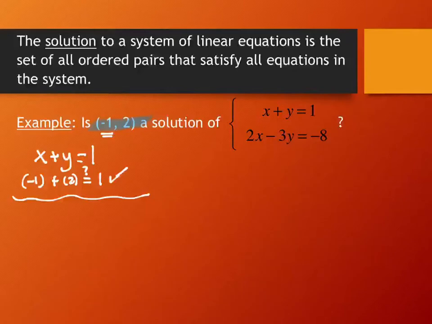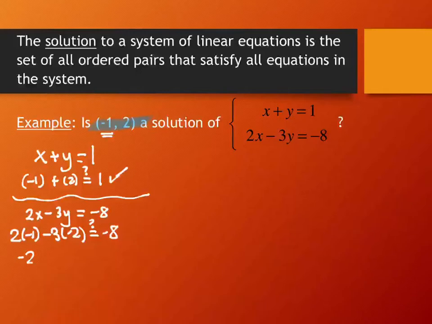So we tried in the second equation. So 2x minus 3y equals negative 8. So again, our x is supposed to be negative 1, and our y is supposed to be 2. Right? And we're asking ourselves this question, does this equal negative 8? So 2 times negative 1 would be negative 2.